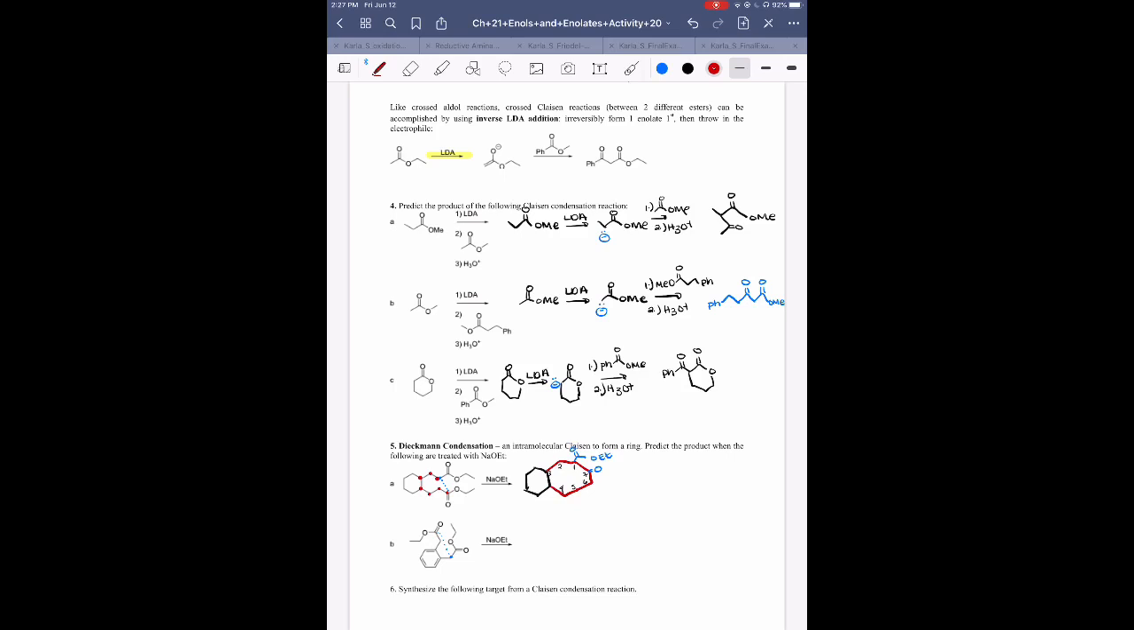The alpha proton is going to attack the carbonyl carbon, and then we're going to form a new ring. This time we're going to form a 5-membered ring. We're going to draw our carbonyl, and we're also going to draw our ester.